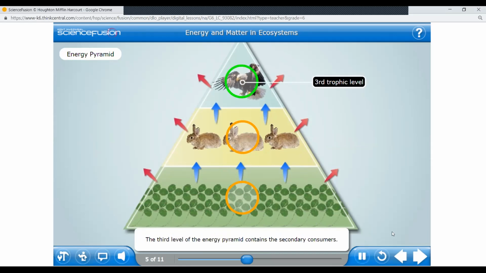The third level of the energy pyramid contains the secondary consumers. When a bald eagle eats a rabbit, only 10% of the energy in the rabbit gets stored in the bald eagle. The bald eagle uses the remaining 90% for life processes, such as respiration and reproduction. Just because the bald eagle uses this energy does not mean the energy is destroyed. Instead, it is converted to another form, heat, and is returned to the environment.